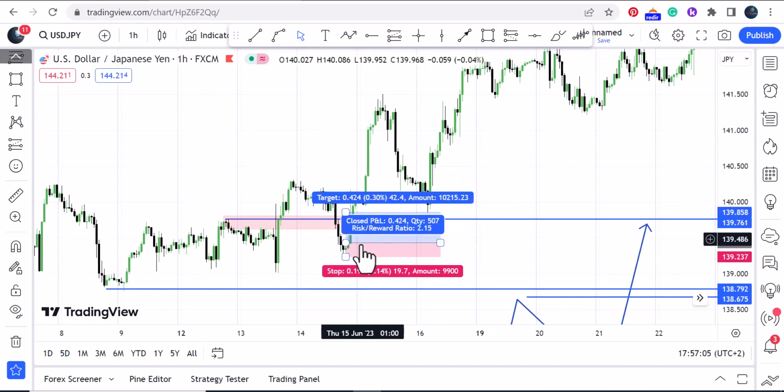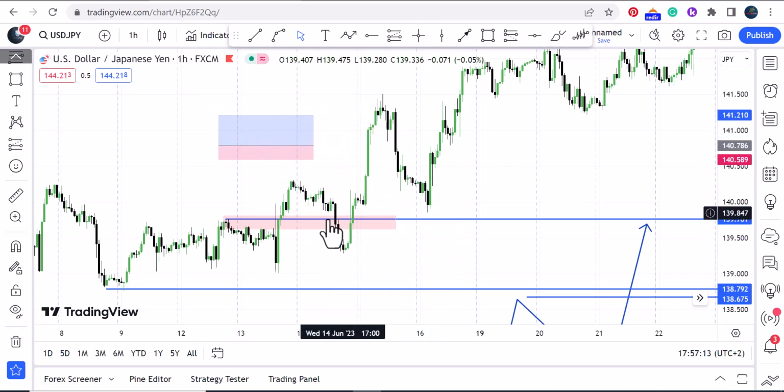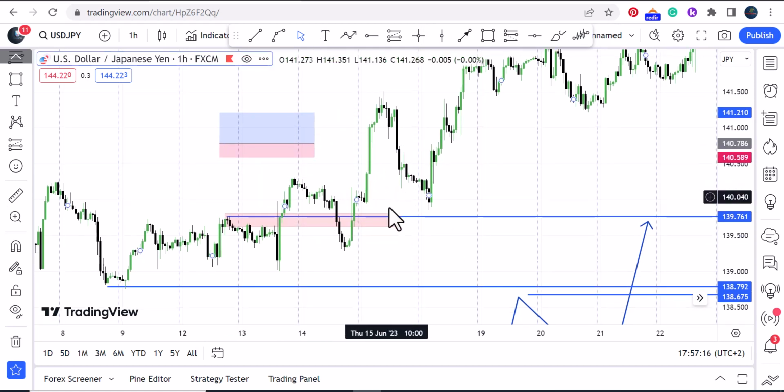Number one, we have this way of waiting for a confirmation candle on any particular time frame. Here I'm on the H1, so you can do that on the H1, or you can wait for a double top or double bottom around these areas on the M5 or the M15, and I'm going to show you that again in this video.